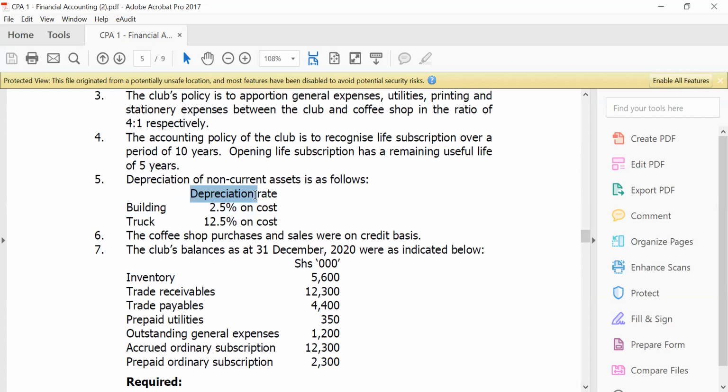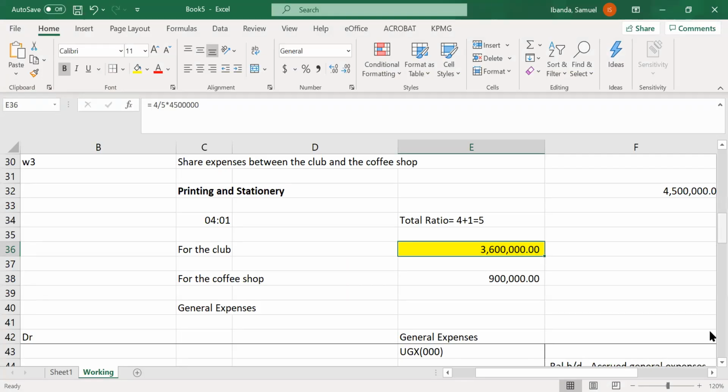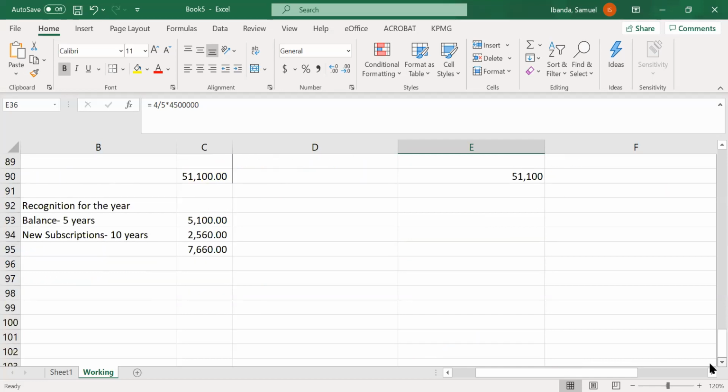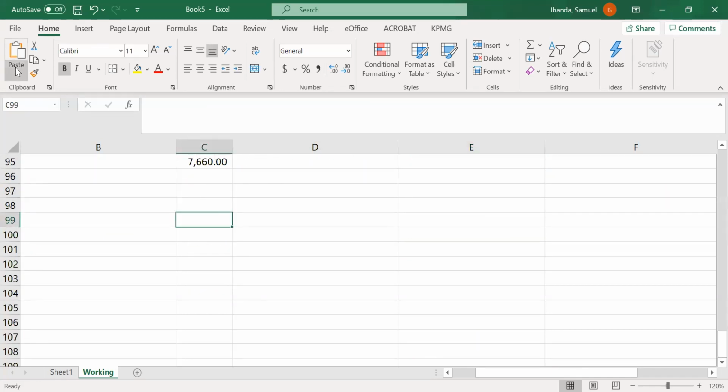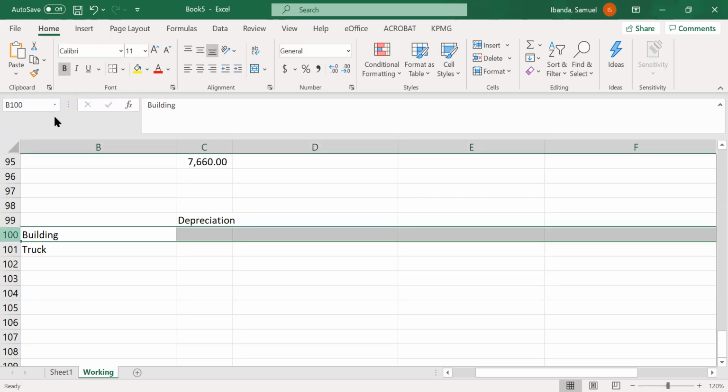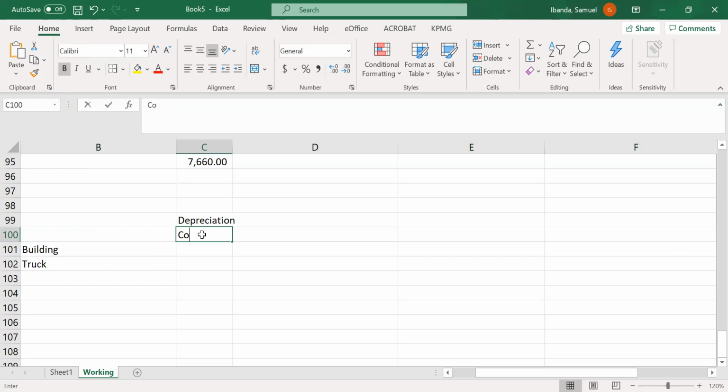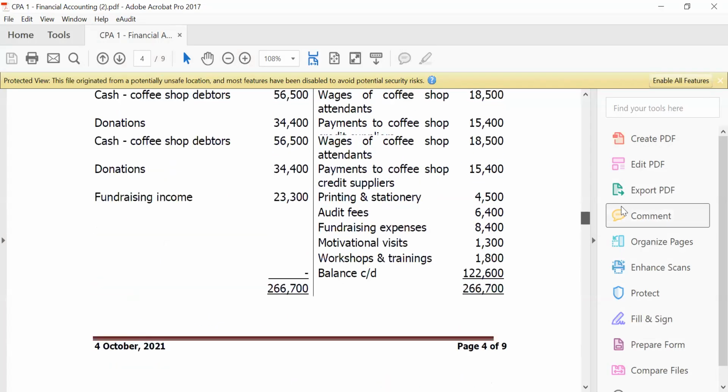So again, I go ahead to calculate the depreciation. So I'll just come to my workings and first calculate depreciation. Remember you have the building and then you have the truck, and they have told us that these are supposed to be depreciated on cost. So you should get the cost of the two items from your records, and those are in our opening balances.